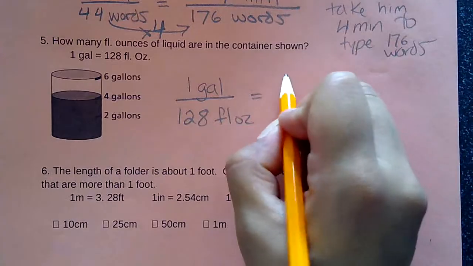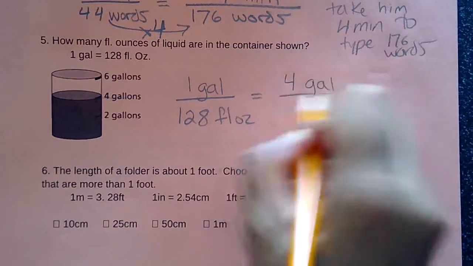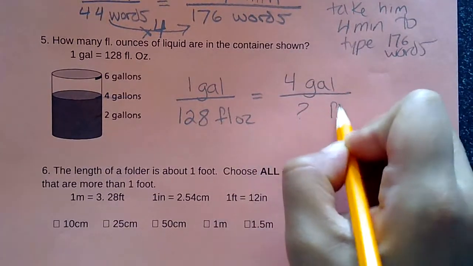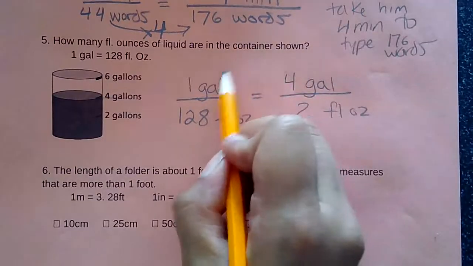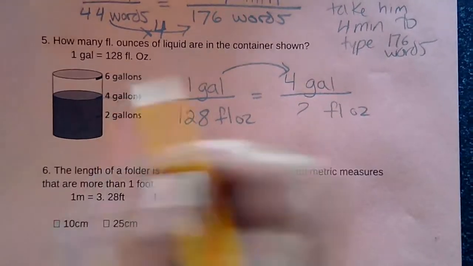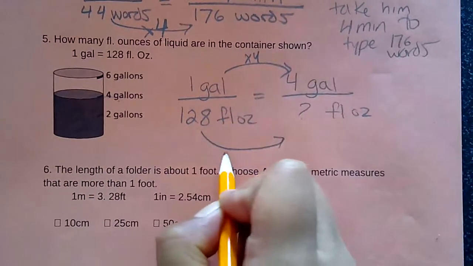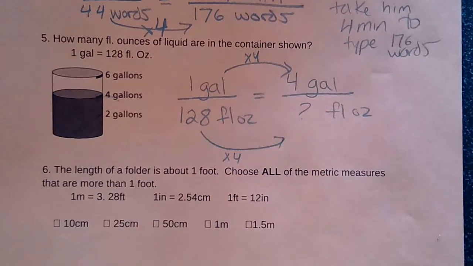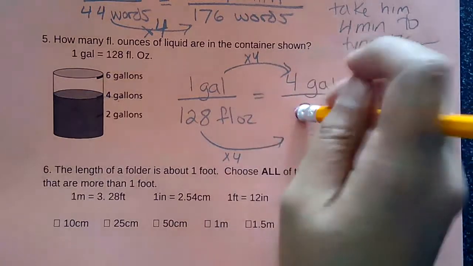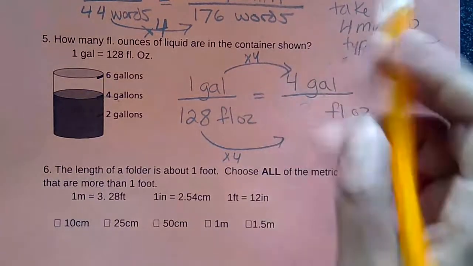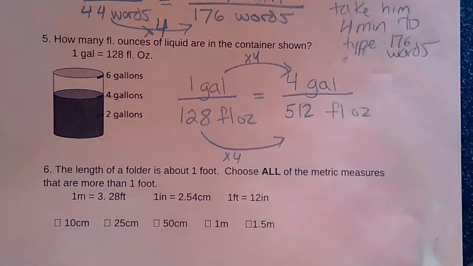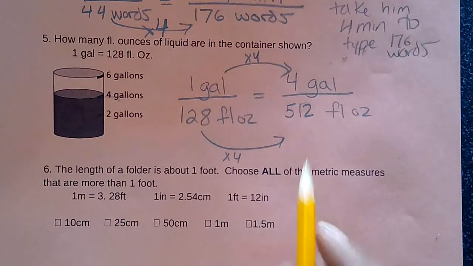Okay, well, how many fluid ounces is 4 gallons? 1 times 4 is 4, so I have to do the same thing on the bottom. 128 times 4, and that gives me 512 fluid ounces.